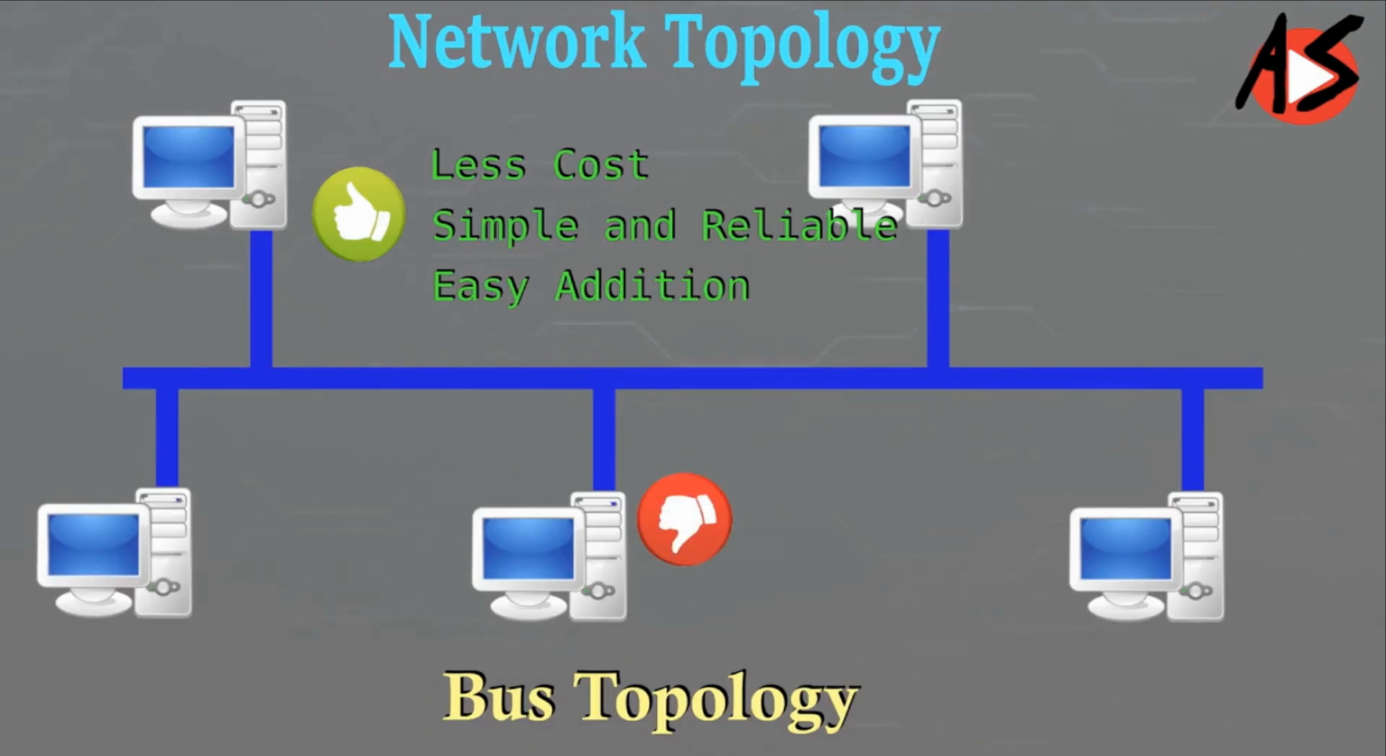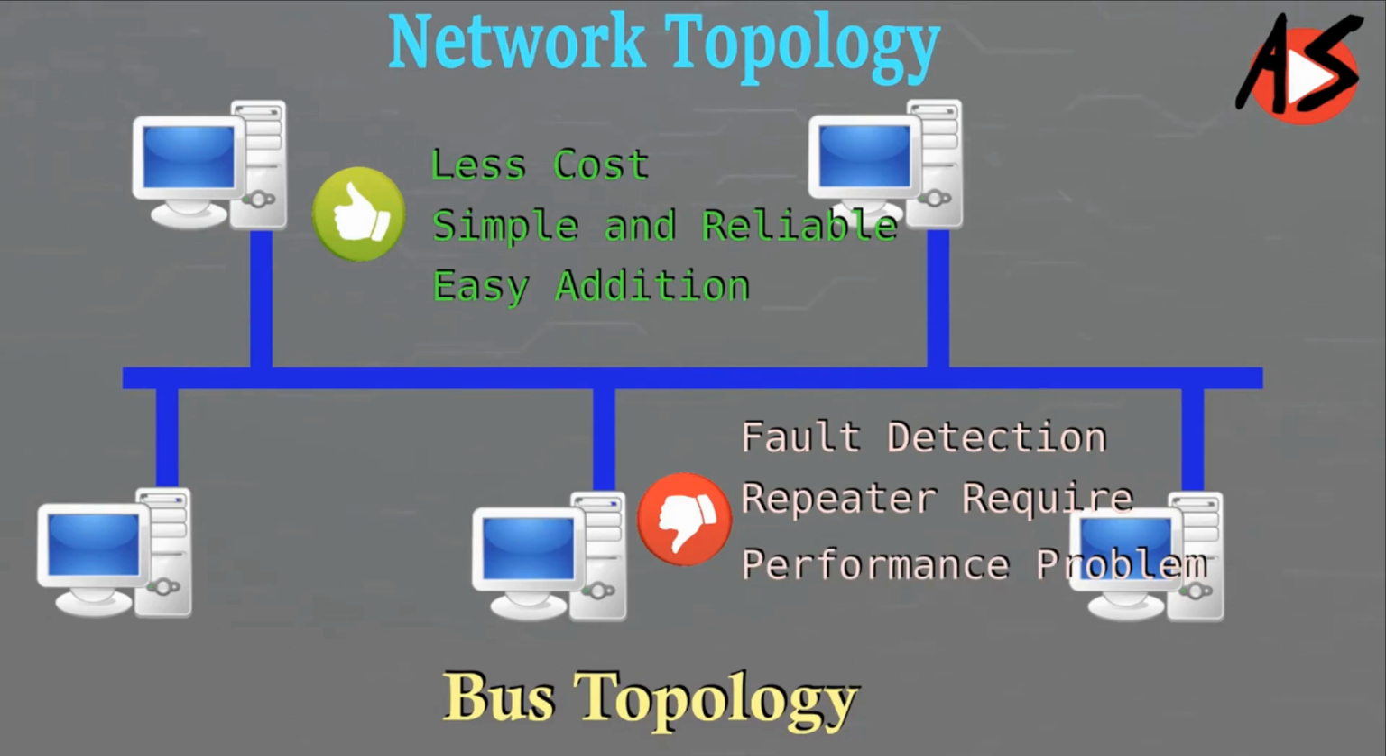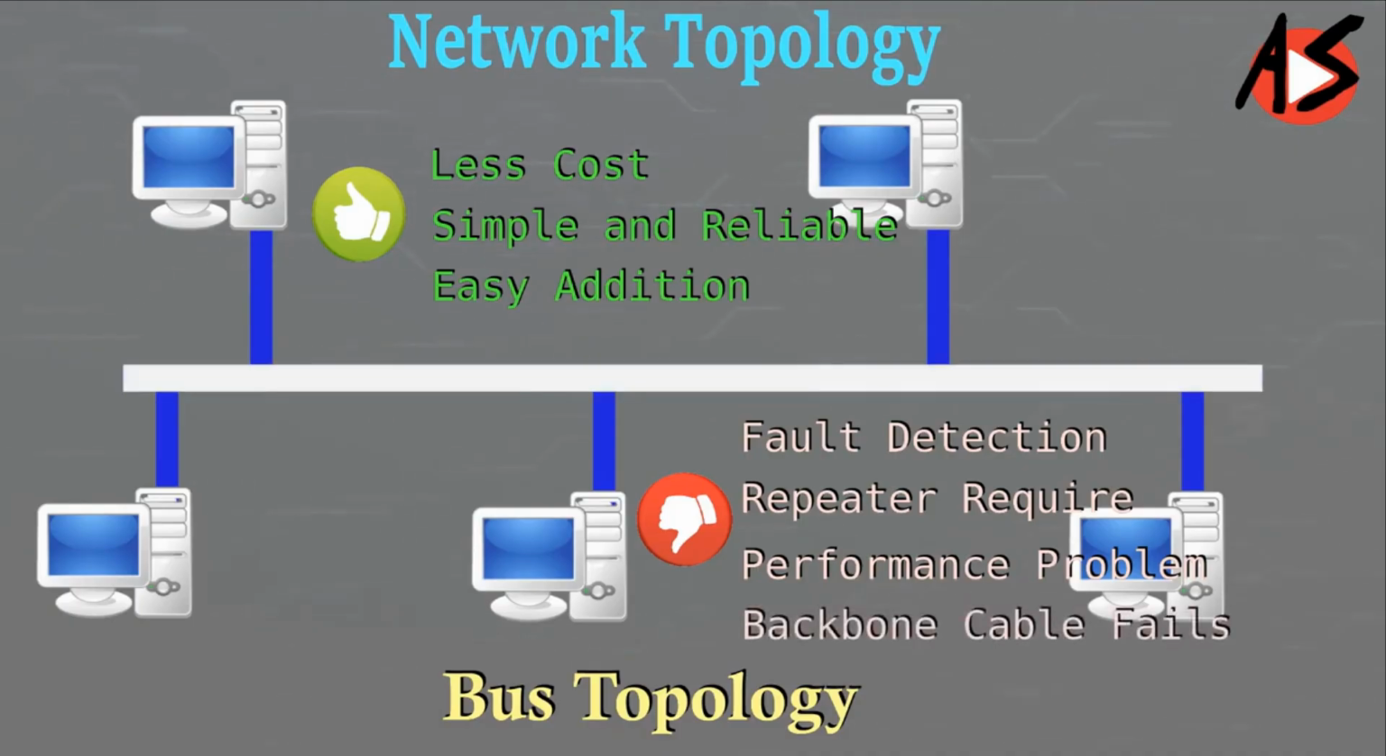But the disadvantages of bus topology are: fault detection and isolation is difficult. A repeater is required if the central bus length becomes too long, and that also requires reconfiguration. For a large number of nodes, performance problems are likely to occur because of the shared cable. If the backbone cable fails, the entire network becomes unusable.